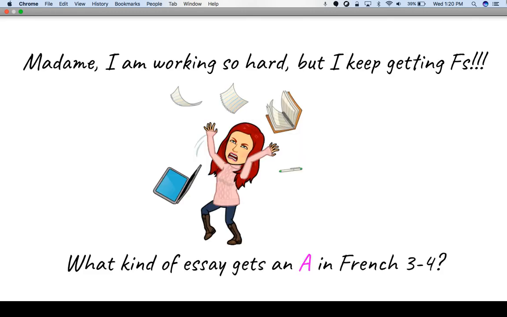And what we're going to do is look at this problem we have. I'm working really hard, but I keep getting Fs. What kind of essay gets an A in French 3-4? So in order to write the right kind of essay, you have to know what the right kind of essay looks like. So I took a look at the test that I graded, and there were a couple people who did incredibly well. So I'm just picking one. This is not the only person who did really well, but this is one that's really easy for us to look at and see what they did right.